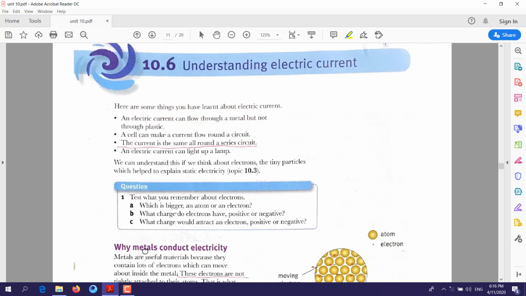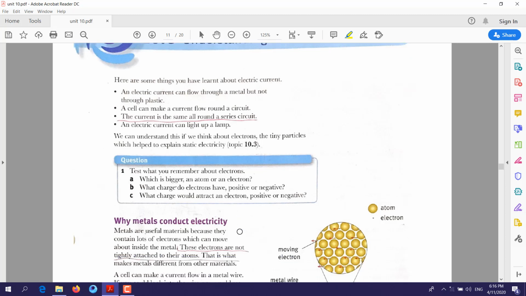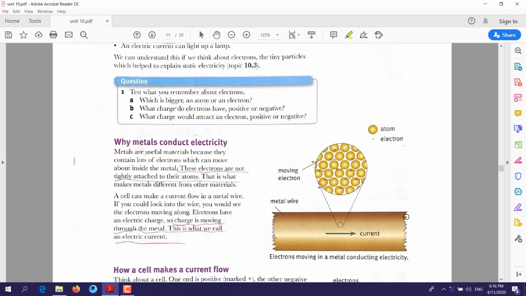10.6, understanding electric current. Here we should understand what we mean by electric current. When we say electric current, it's the charge passing in an electric circuit. What do you mean by it? As we mentioned before when we talked about conductors, conductors are substances that let electricity pass through them. What does that mean? Here this is copper, which is a metal. It lets electricity pass through it. But how does the electricity pass through it?